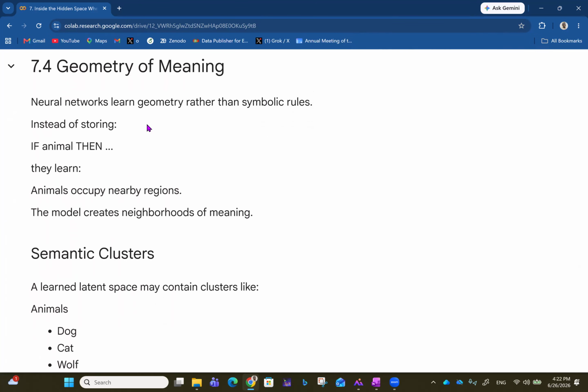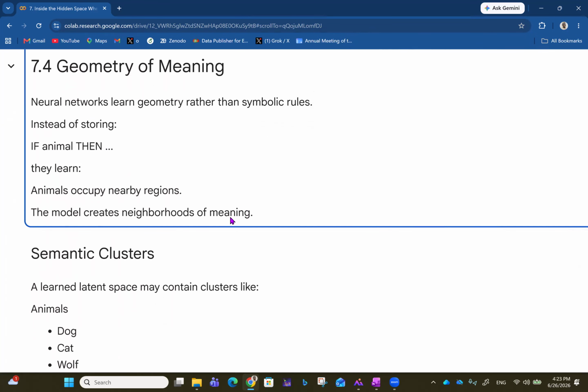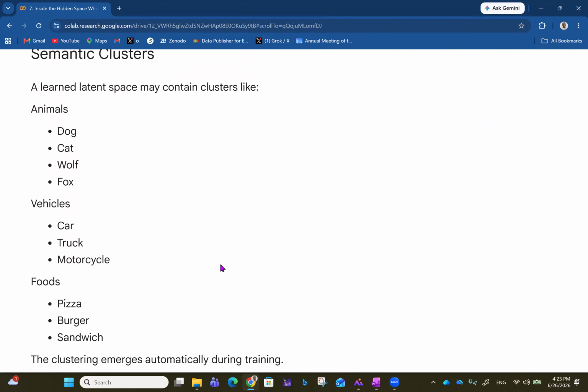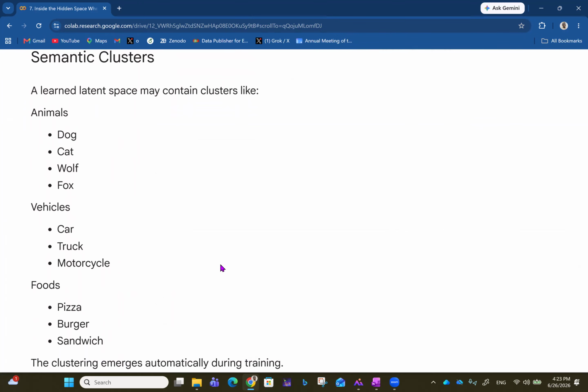So neural networks learn geometry rather than symbolic rules. We're talking about the geometry of meaning now. Instead of storing 'if an animal then...', they learn that animals occupy nearby regions. The model creates neighborhoods of meaning. So imagine semantic clusters now.